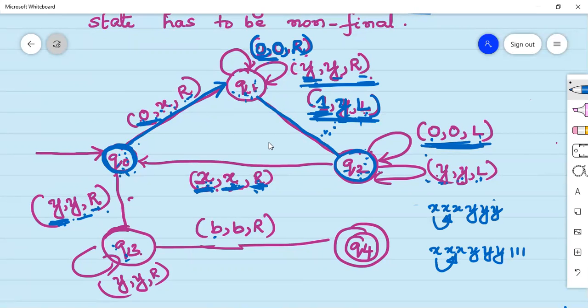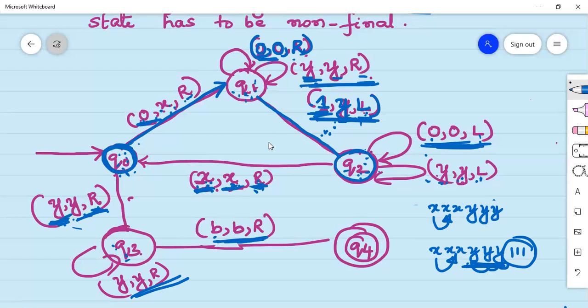So that's why what we do is from Q0, if there are no more zeros, then what will I do? If I find a y, I'm just going to move towards right. As you know, if you get x, I just move towards right till I get a y. Okay. So if you get a y, you just move in search of a blank. For every y, you are moving towards right.